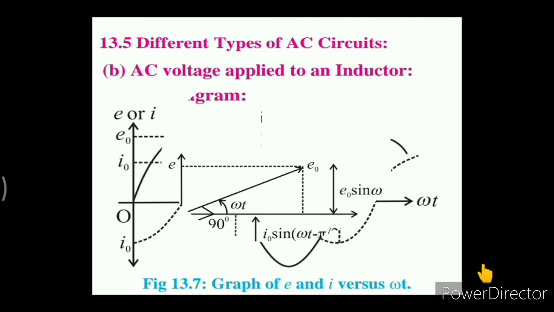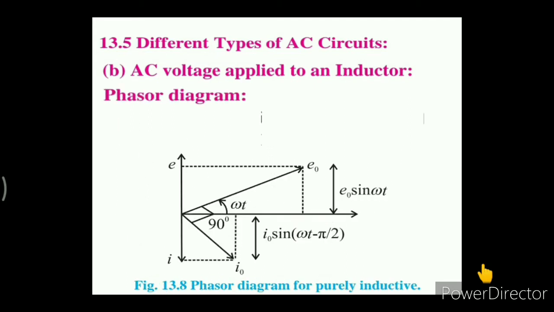As well as we had seen the phasor diagram for the purely inductive circuit, that there is a phase difference of pi by 2 between the instantaneous value of EMF and current, and EMF leads the current by a phase of pi by 2 there.